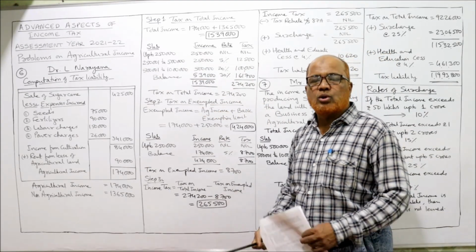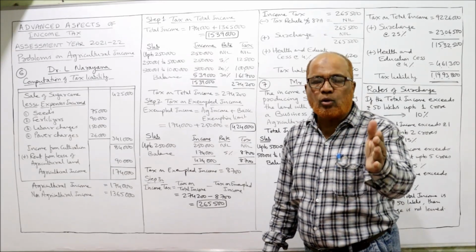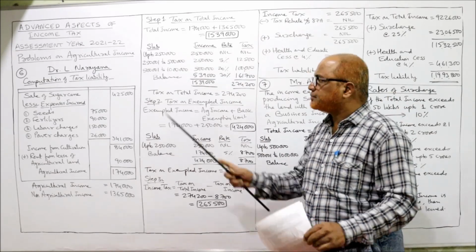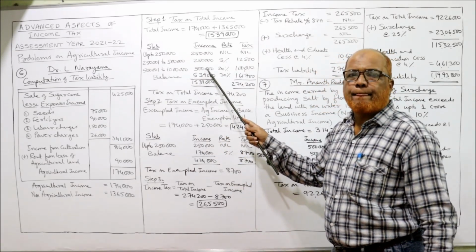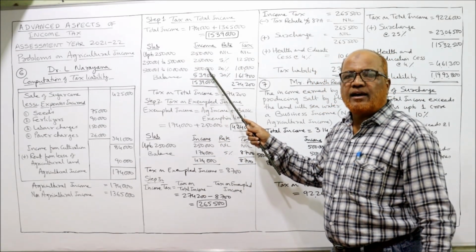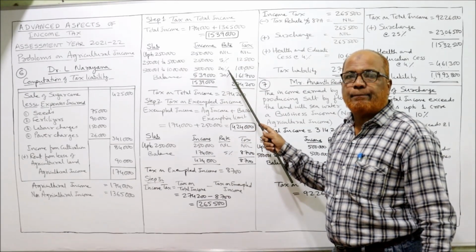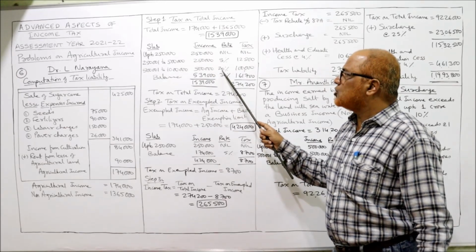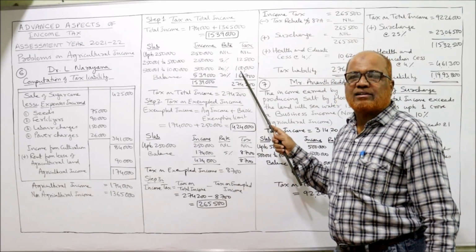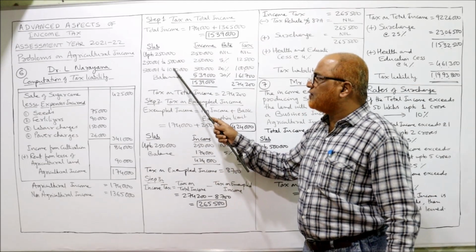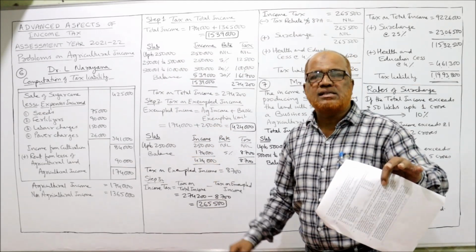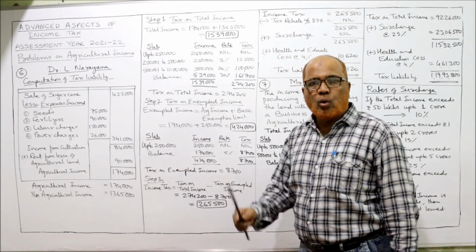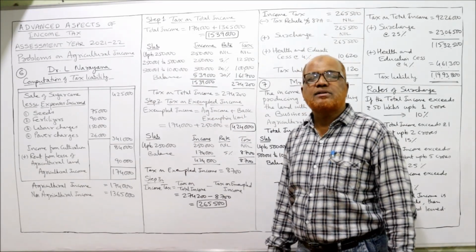The third slab goes from 5 lakh 1 rupee to 10 lakh. So income is 5 lakh. The rate of tax is 20%. Third slab: 0%, 5%, 20%. So 5 lakh into 20%, 1 lakh rupees is the tax. Now the balance after 10 lakh, whatever balance is there, 30% is the rate of tax. Over 10 lakh rupees income, 30% rate of tax.